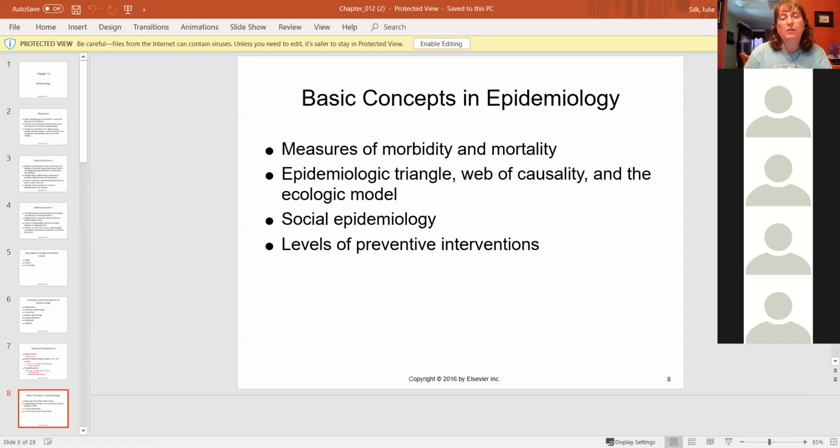So some of the things that we look at specifically with epidemiology are morbidity and mortality rates. There's a triangle, and I think it shows it on the next slide. There's a picture of it, but it talks about the web of causality and the ecologic model. And then we look at social epidemiology, and also levels of preventative interventions.